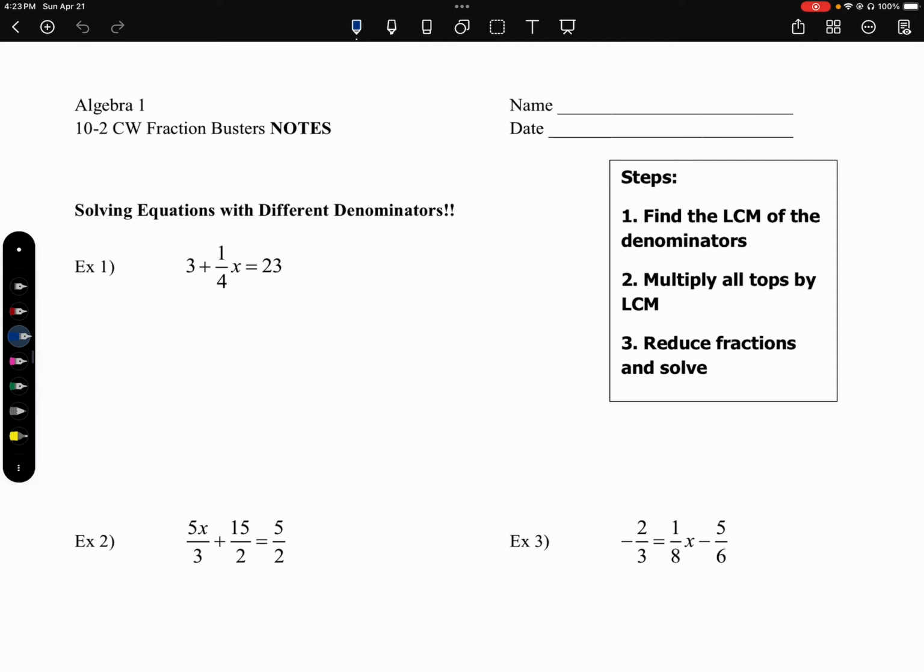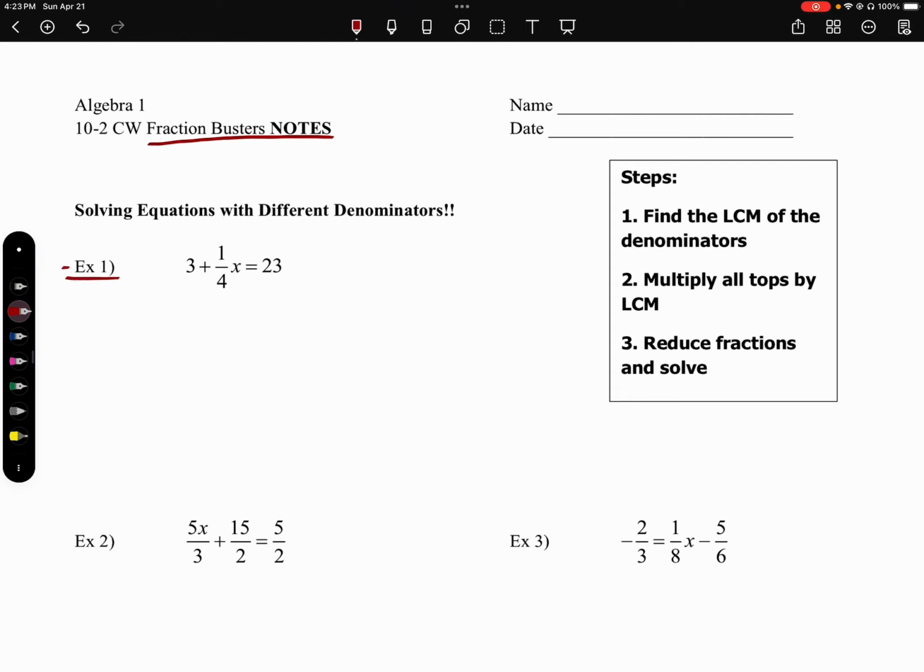Today we're going to look at solving more equations and we're going to focus on fraction busters, as we call them. So we're going to have fractional coefficients in our equations, and I know a lot of us don't like fractions, so we're going to practice getting rid of the fractions and making the equations easier to solve. So here we go.